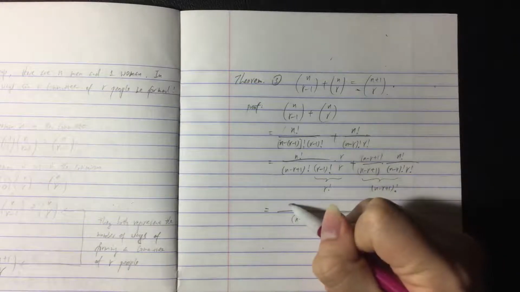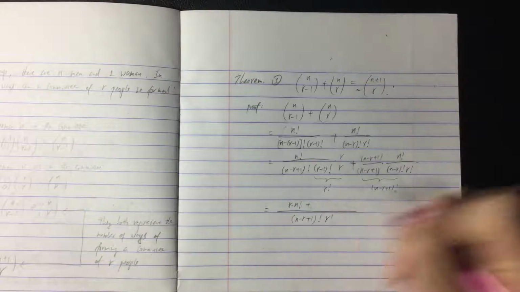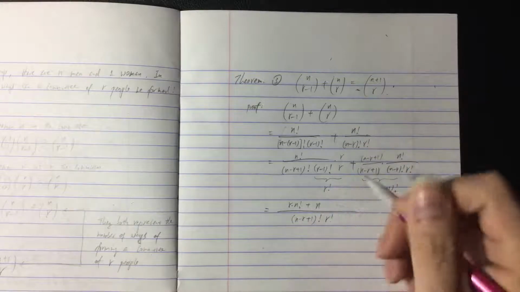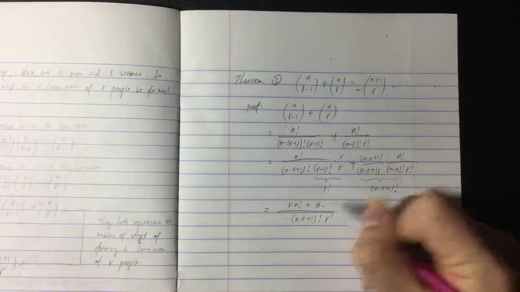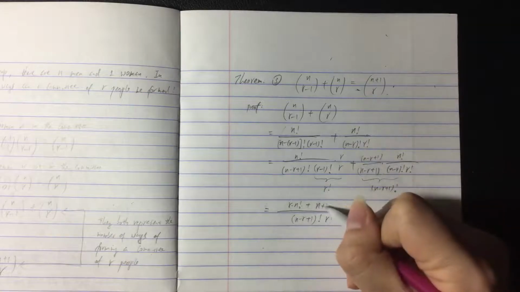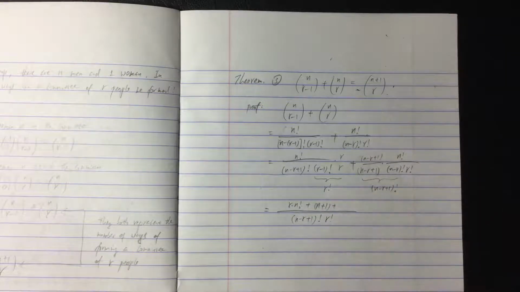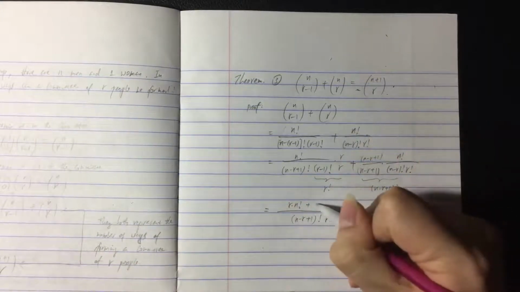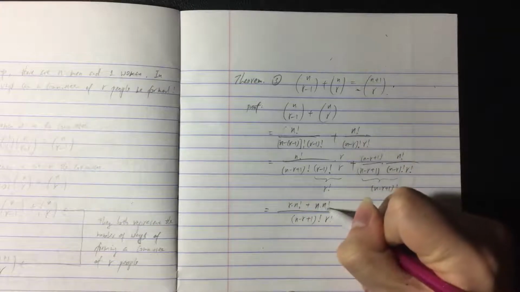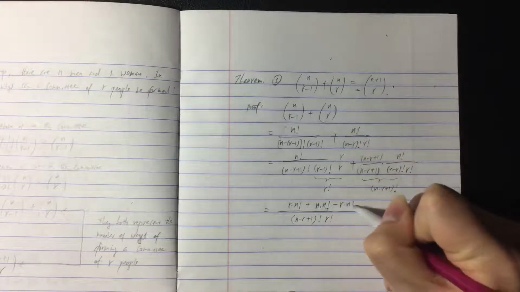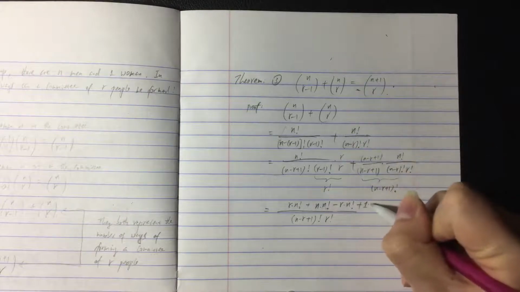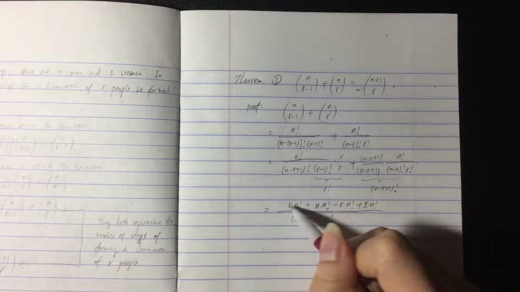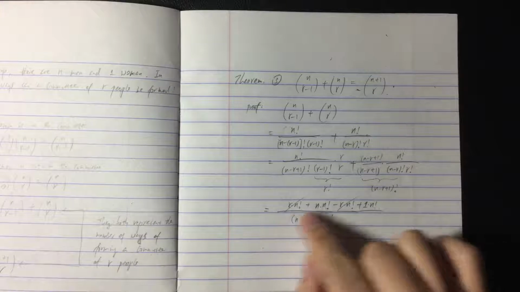Numerator is r times n factorial, plus n minus r plus 1 times n factorial. Let me explain this first. Distribute first. I have n times n factorial minus r times n factorial plus 1 times n factorial. Distribute n factorial to each of them. Then r times n factorial can cancel.